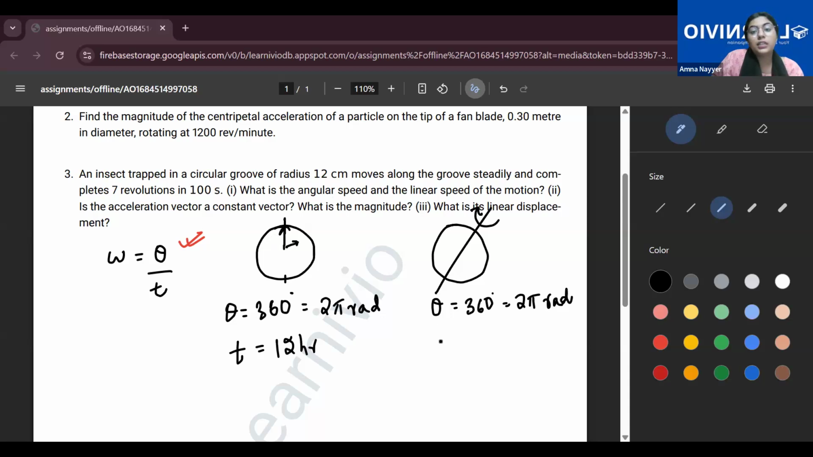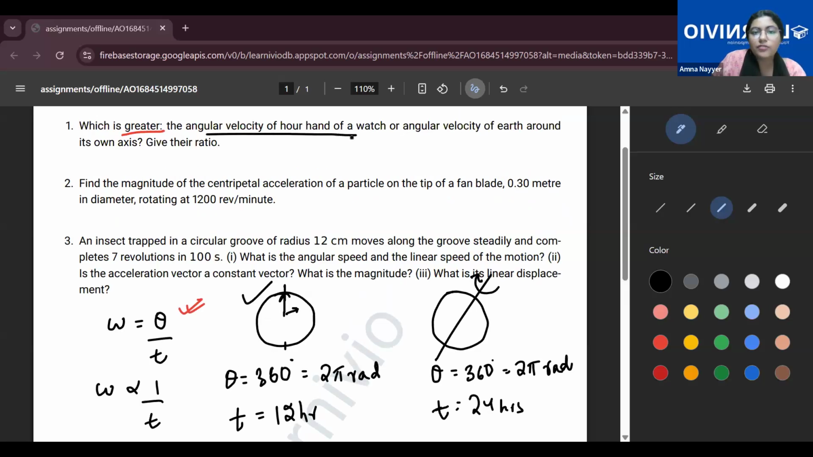And when you talk about the Earth, Earth completes 2 pi in 24 hours, while the watch completes 2 pi radian, meaning 360 degrees, in just 12 hours. In the second round, it repeats itself. So the time is different, and omega is inversely proportional to the time. The time is more in the case of Earth, so angular velocity will be less. Time is lesser for a watch, so angular velocity will be more. So which one is greater? The clock. The angular velocity of the hand of a watch will be greater. Okay, that's the first question.